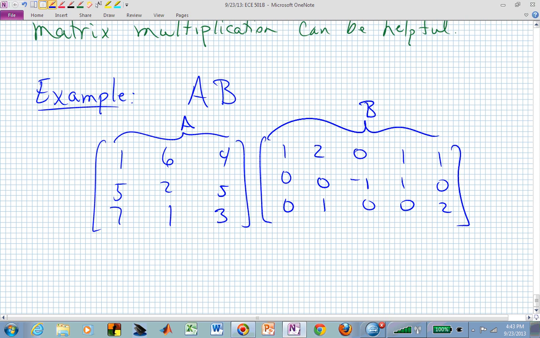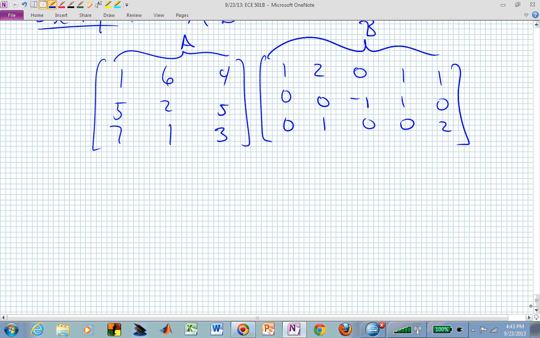We're taking 1 times each element in the first column and nothing times the second column and the third column. We're really just writing down immediately a copy of the first column in A. That's what will happen with the product.